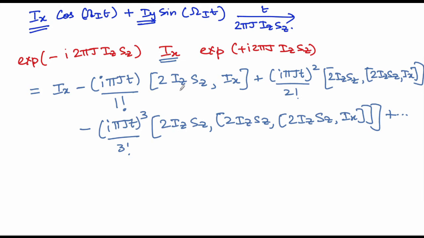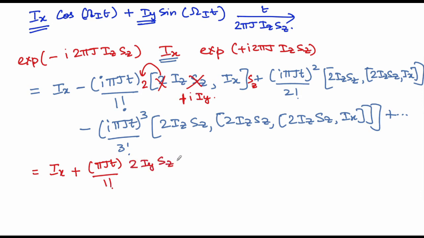We have to once again consider the terms that are present here, for the sake that we just saw that I and S can be treated independently. Just for the sake of simplicity, you can take the 2 out and you can take the Sz out, so that you have a simple Iz comma Ix. So this is going to be plus Iy, the final commutator that you end up getting. This is going to be equal to Ix. You have a plus and minus, that's going to be minus, but i squared is going to be minus 1. So therefore you get plus pi Jt by 1 factorial times 2 Iy Sz. So now this commutator we just saw as 2 Iy Sz.